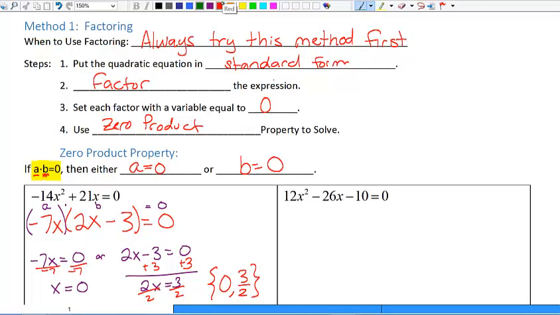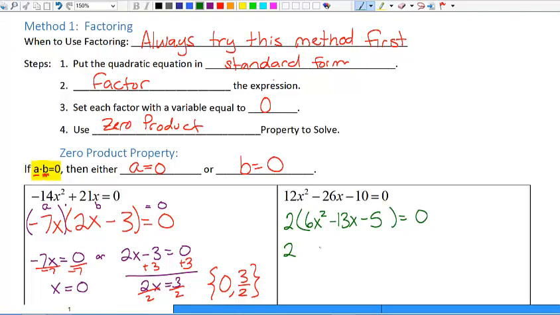On the next problem, step 1 says put it into standard form, and it is. Step 2 says to factor the expression. I always try a GCF first, so let's see if I can find a GCF here. It looks like I have a 2. 6x squared minus 13x minus 5. And now I still can factor that inside with just the 2 keep coming down.